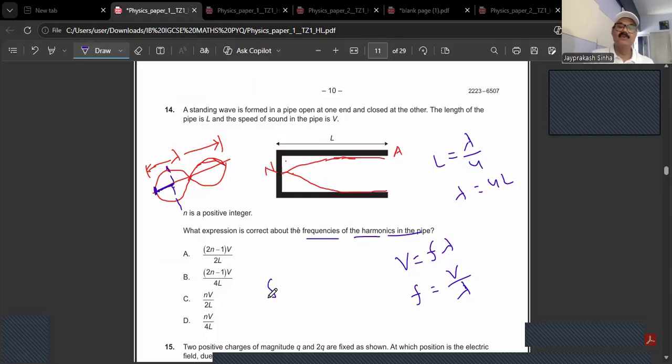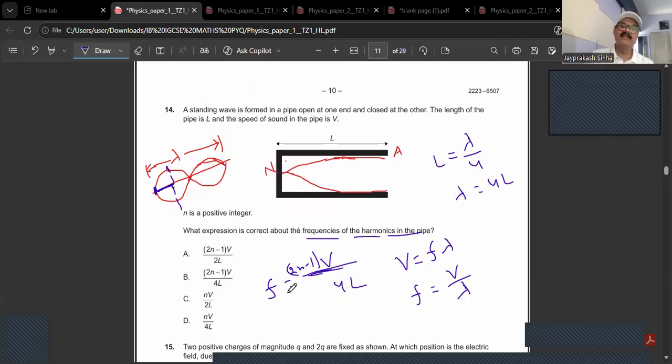Okay. So f is equal to V upon 4L. But for different harmonics, the first harmonic is formed when we put n equal to 1, then we are getting 1. So it means this will be 2n minus 1. Okay, first harmonic, because we are getting the first harmonic here only. So 2 into 1 minus 1 means 2 minus 1, 1, means V upon 4L.